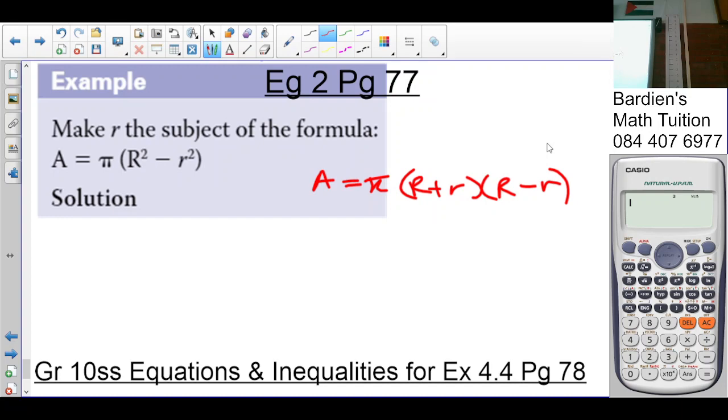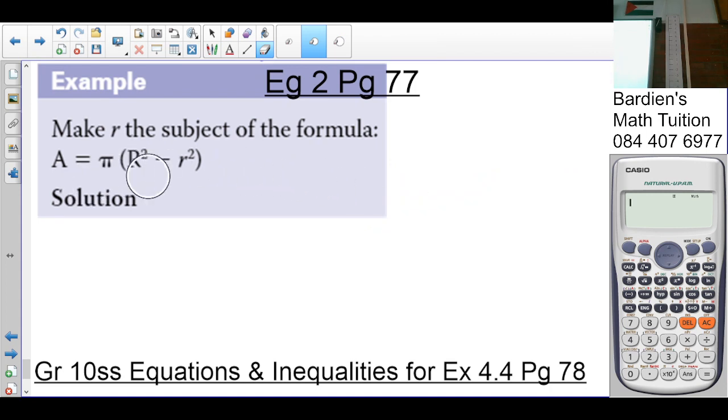And then what are you going to do after you've taken the difference of two squares? Multiply out, and we're going to get this again. So that's going to be futile, no? That doesn't help us in solving or making R the subject of the formula. So the goal was to multiply that out and get rid of the brackets.